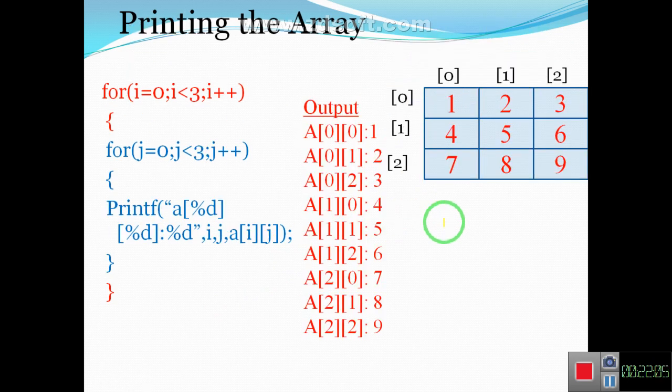Next, similarly printing: printf A of percentage d. Here we are going to print the information with a meaningful output, location and corresponding value. This one is i and this one is j, so these two percentage d I have written for ij. The last colon percentage d, I have written for the value at the location of the two-dimensional array A of ij. So according to that, it prints the output: A of 0 0 location, 1 is available; A of 0 1 location, 2 is available.